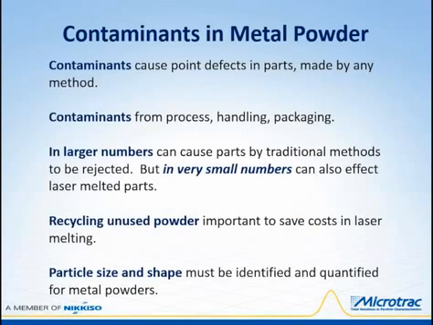Contaminants can cause point defects in final powdered metal parts made by any method by seriously weakening the part. Contaminants can come from tramp material picked up in processing, from handling, and from packaging later. In large numbers, they can cause parts made by traditional methods to be rejected.